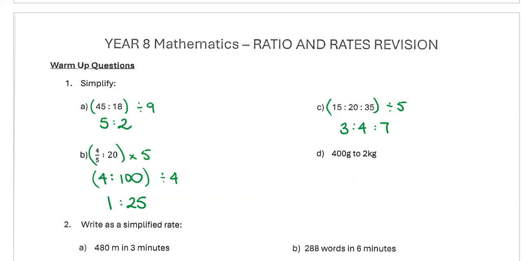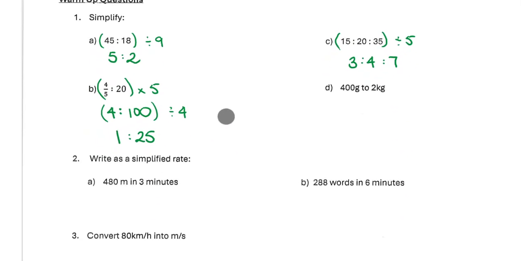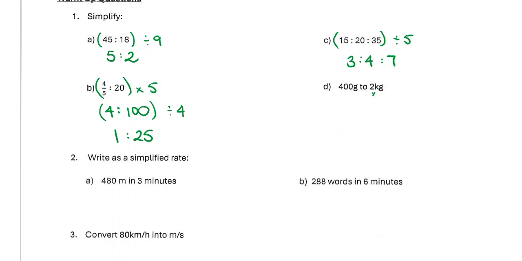Part C. This question has units in it. If you have a question like this, you must also always make sure that the units are the same first before you do anything else. So the 2 kilograms, I'm going to change that into grams by timesing by 1,000. That will make my ratio 400 to 2,000.